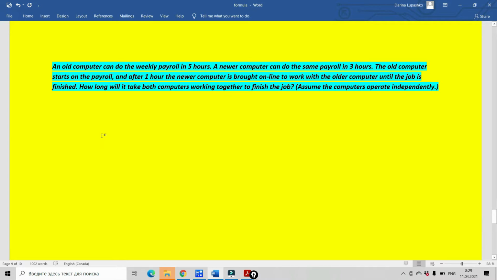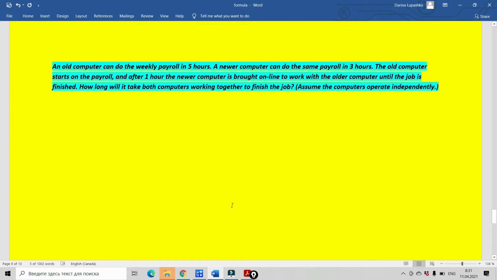An old computer can do the weekly payroll in 5 hours. A newer computer can do the same payroll in 3 hours. The old computer starts on the payroll, and after 1 hour the newer computer is brought online to work with the older computer until the job is finished. How long will it take both computers working together to finish the job? Assume that computers operate independently.